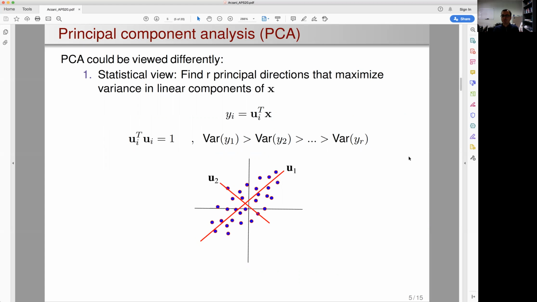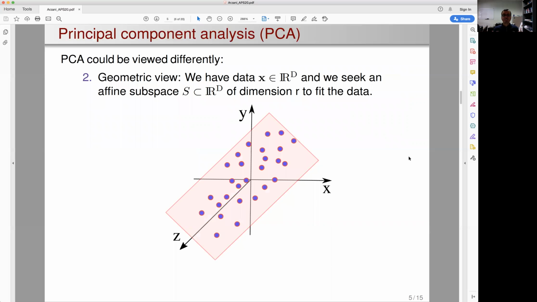From a statistical viewpoint, all we're doing in PCA is finding hidden directions in our data such that the variation in our data along those directions is maximized. So we're finding directions that maximize variance in our data. From a geometric viewpoint, we're finding a subspace in our data such that the majority of the data could be explained within that geometric subspace.